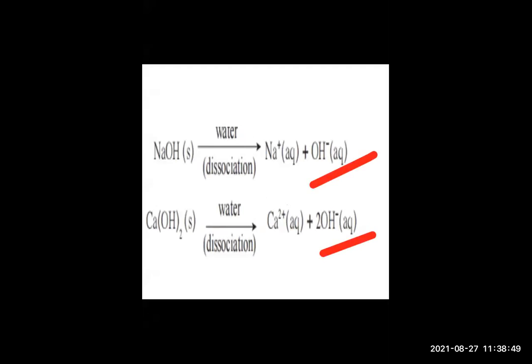That means, according to the definition, a base is a substance which on dissolving in water gives rise to OH− ions. So what can we conclude here? That sodium hydroxide is a base, and calcium hydroxide is also a base. So whenever bases react with water, they dissolve and dissociate to form OH− ion as the only anion. So that is the definition.